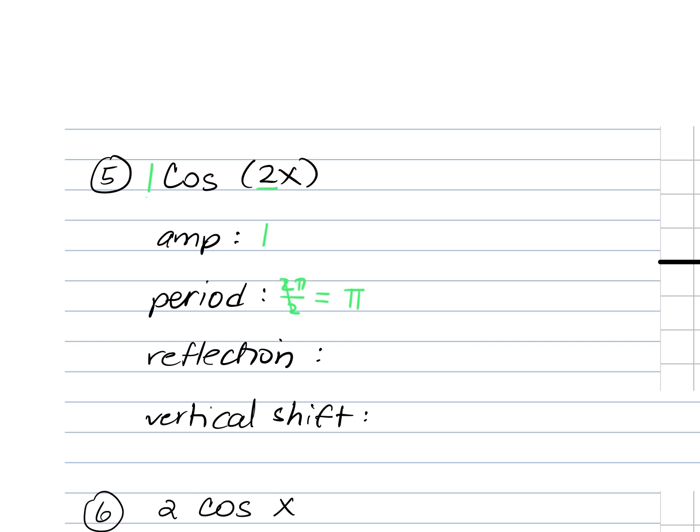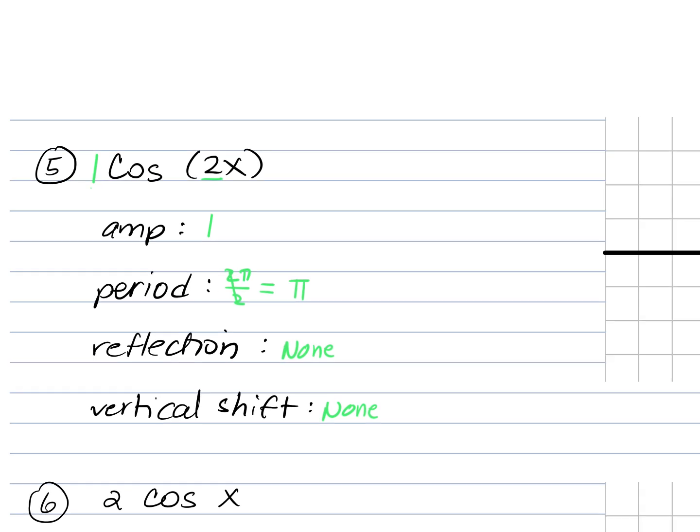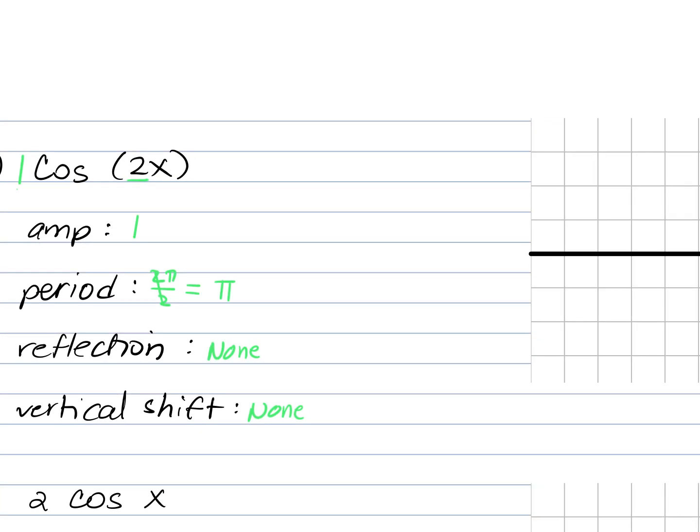These cancel out. Reflection, I have none. I don't see a negative. Vertical shift, I don't have any plus or minus, so none. Once again, exact same steps as sine. So I'm going to find my key points. We actually have the exact same period as we did in the previous problem, so I'm just going to reuse those points: 0, pi over 4, pi over 2, 3 pi over 4, and pi. If you're not comfortable with how I got that, go to question number 4. I get these exact same key points because we have the same period.